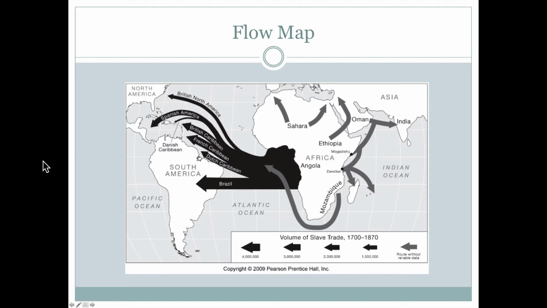This first example here shows the slave trade from 1700 to 1870, and this is illustrated by the black arrows here, with the width of the arrow representing the volume of slaves that were traded. And we can also see that the color of the arrow varied from black when there is more reliable data to gray when there is less reliable data.